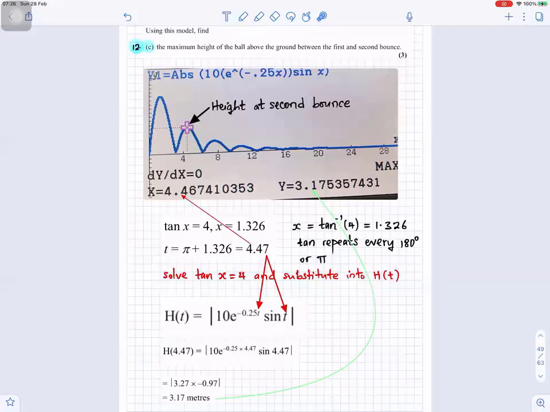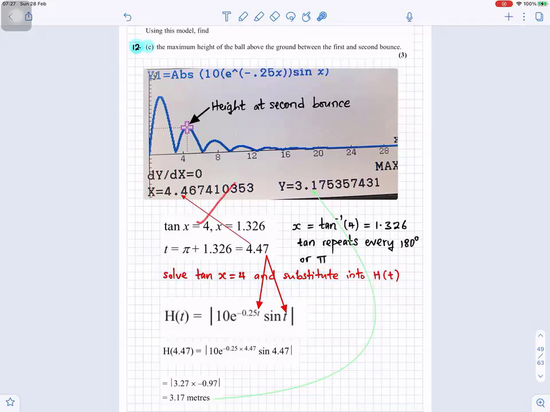For question 12c, use this model to find the maximum height of the ball above the ground between the first and second bounce. So you can see here, that's the height at the second bounce. So dy over dx is equal to 0. If you use your calculator, dy over dx equals 0, so x will be 4.47 and you get y to be 3.1. So that's the calculator telling you the answer. But let's do the working now to show it.